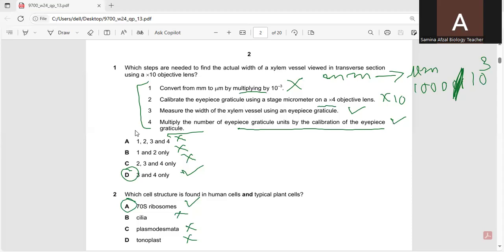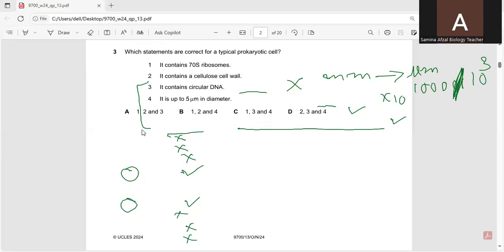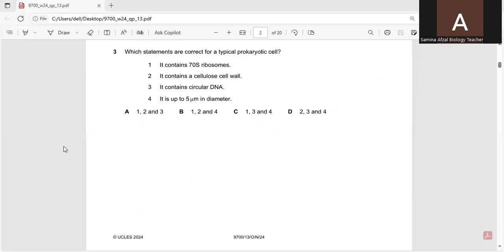Moving towards question number 3. Question number 3 is: which statements are correct for a typical prokaryotic cell? In a prokaryotic cell, membrane bound organelles are not present. So they have given us 4 statements.